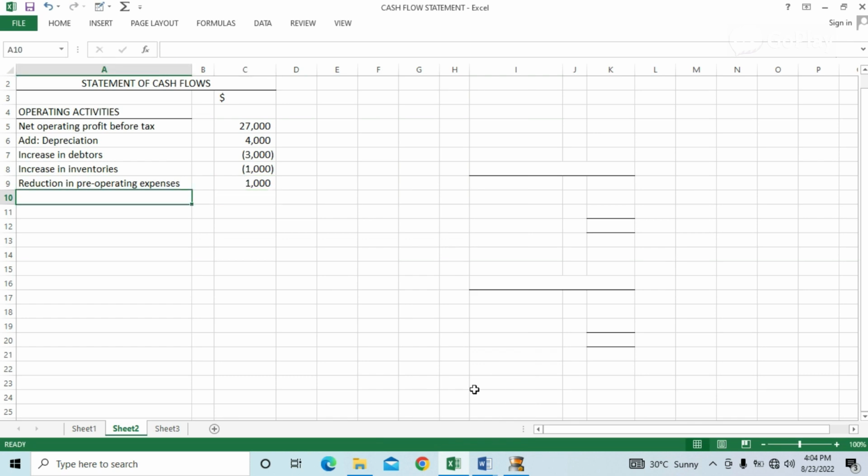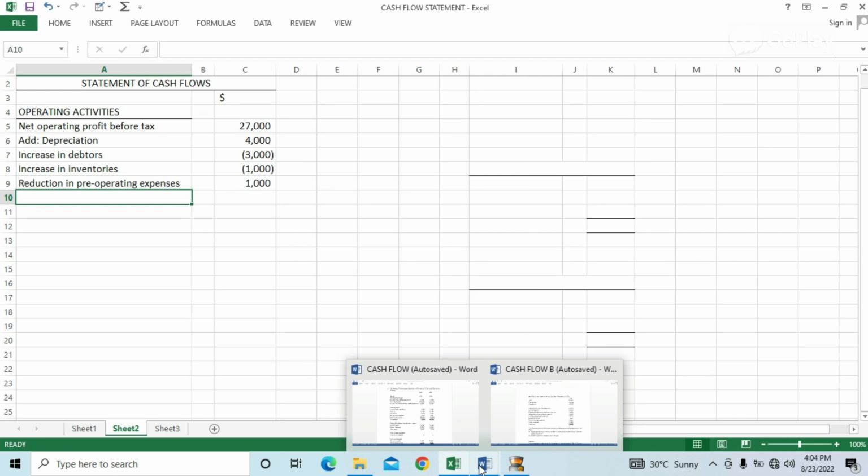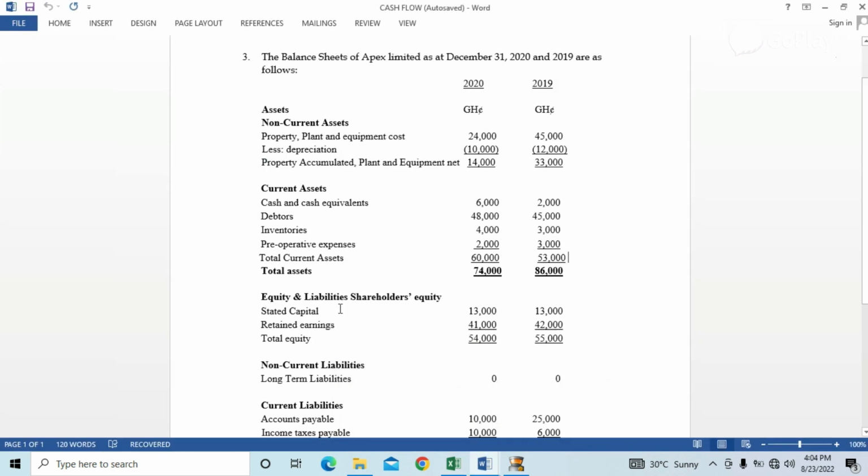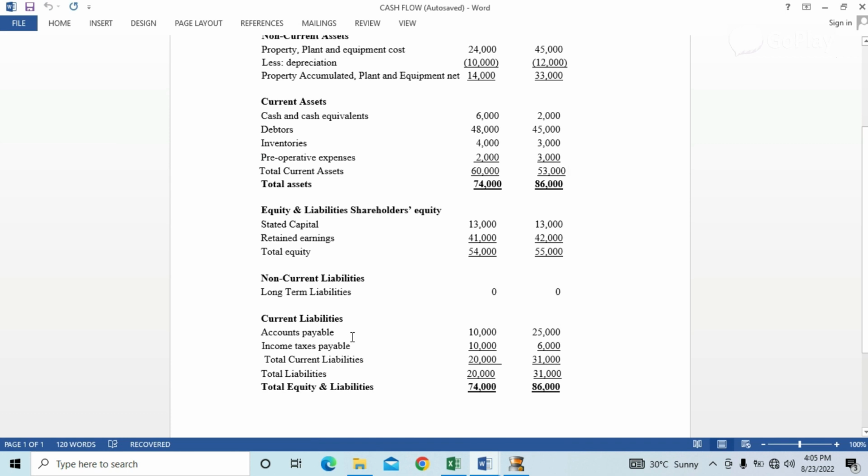Then any other item in the balance sheet? Oh, no other item under the current assets. So let's look at the current liabilities. What are we looking at? We have accounts payable. Has it reduced or increased? So accounts payable for 2019 was 25,000. For 2020 it has reduced to 10,000. So we are looking at the difference. The difference is 15,000. So this one is a liability, and the reduction means the firm is paying for those items. So we are going to subtract the difference.